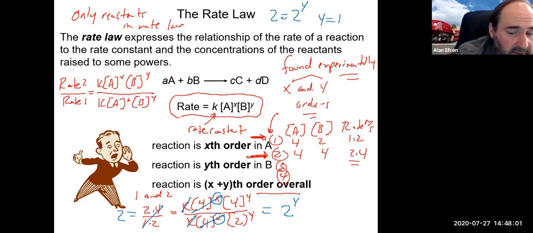By the way, if it's a little more complicated, you could take the natural log of both sides and divide, and you'll get the same idea. In this case, you take the natural log of 2 divided by the natural log of 2. I just made up those numbers, the 1.2 and the 2.4. Those are the rates in my made-up table over here. Again, I just made up all the numbers in that table. And that would give us the order with respect to Y.